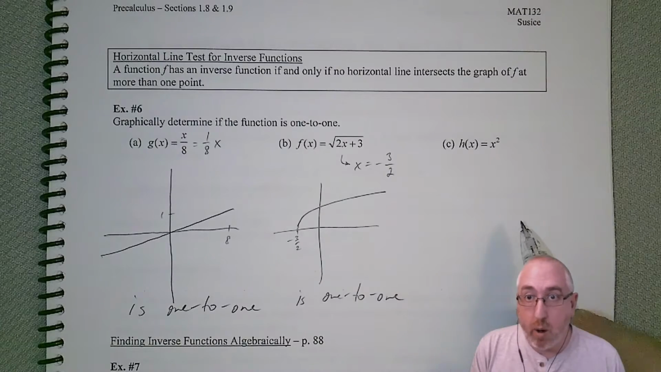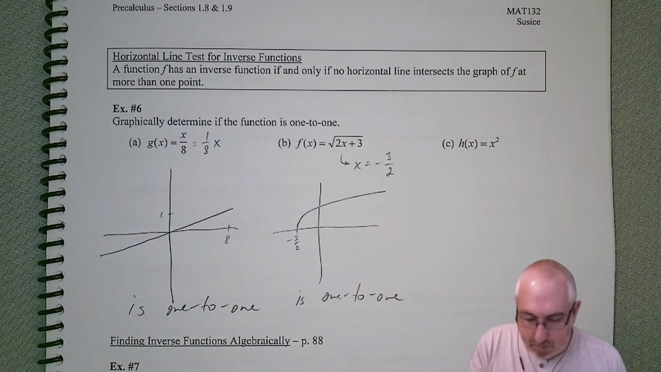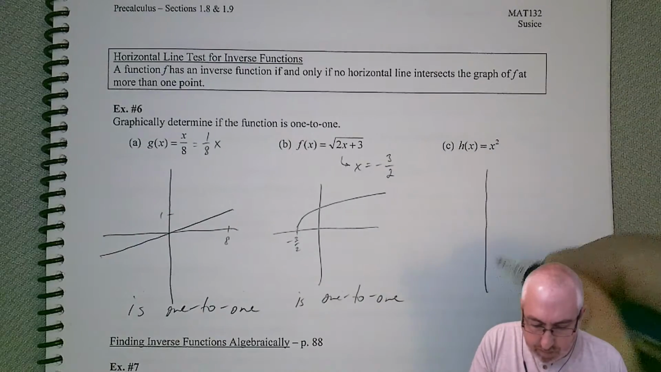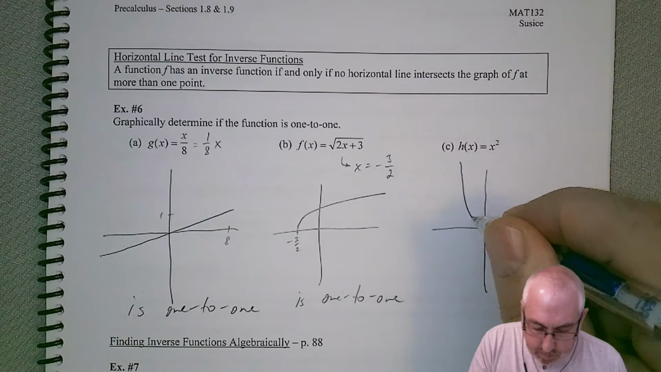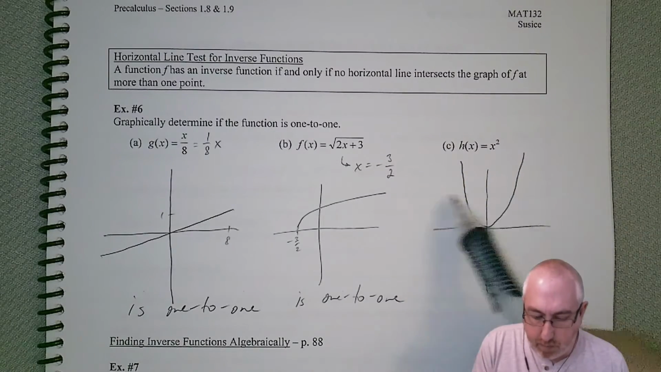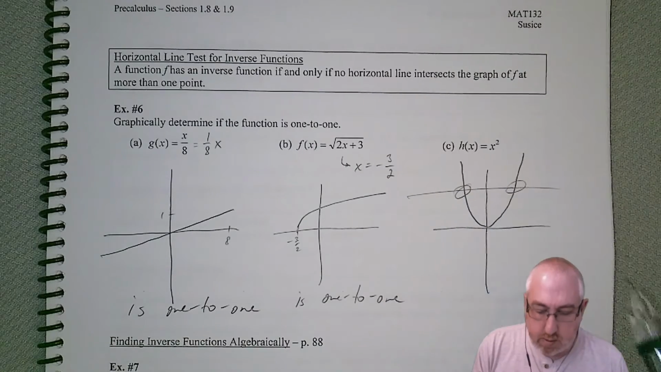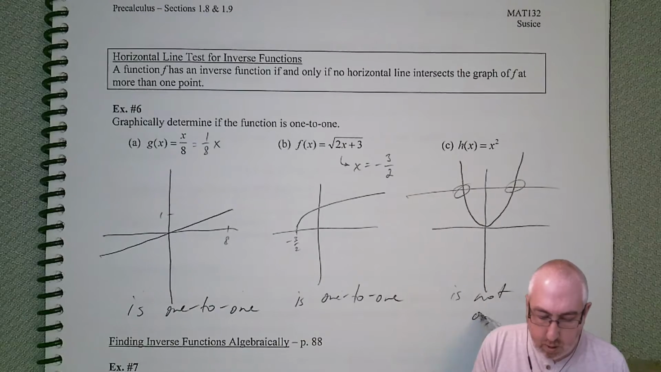And then our final one is our parabola, which we already know fails, but obviously if we drew it, it would look something like this. Again, it doesn't have to be perfect, but it fails. So that's no good. So it is not 1 to 1.